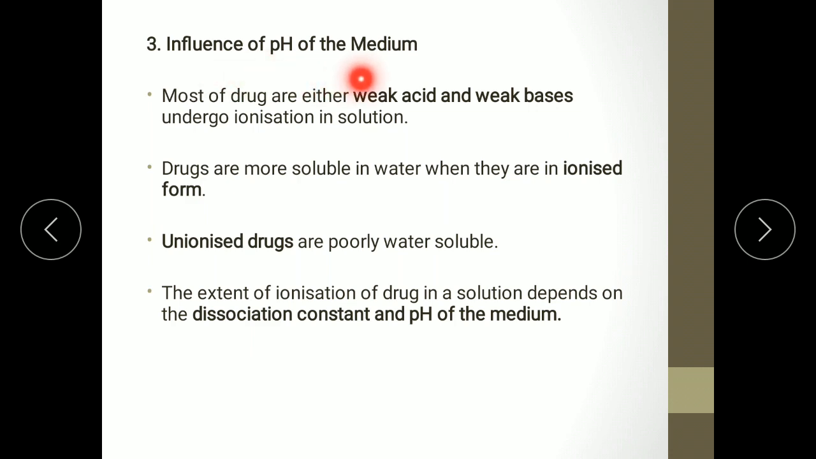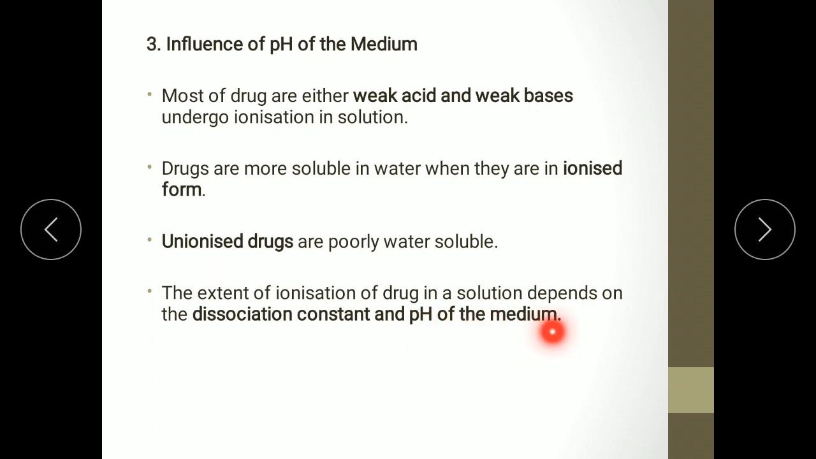Next, influence of pH of the medium. Now, most of the drugs are either weak acids or weak bases, and they undergo ionization in the solution. Drugs are more soluble in water when they are in ionized form. Unionized drugs are poorly water soluble. The extent of ionization of a drug in solution depends upon the dissociation constant and pH of the medium.